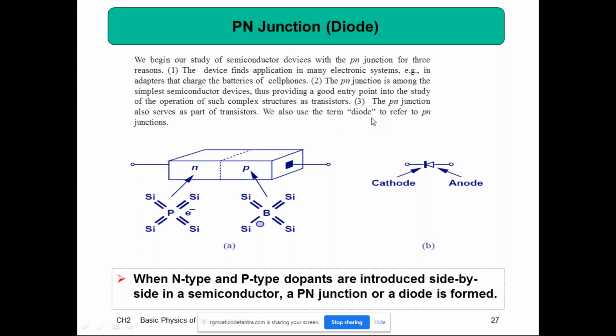Right? We also use the term diode to refer to the PN junction. Okay, this is the symbolic representation of a diode. This is the anode and this is the cathode, with something like an arrow mark here. The arrow mark indicates the current direction. The current direction is always from anode to cathode. There is one vertical line. The vertical line indicates that there is a controlled manner. The current cannot simply transmit from anode to cathode.